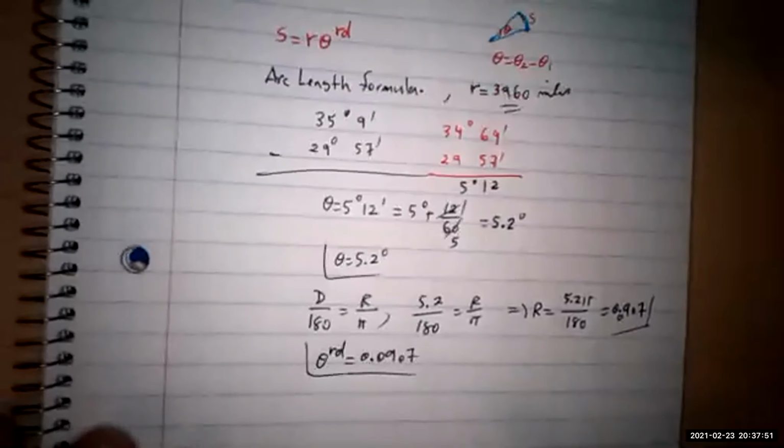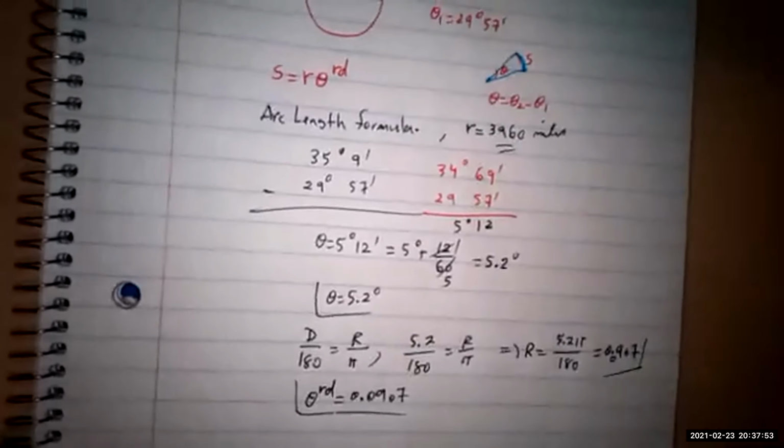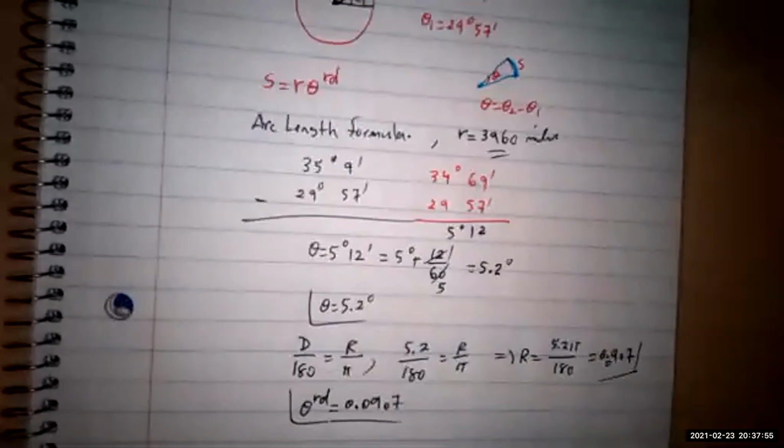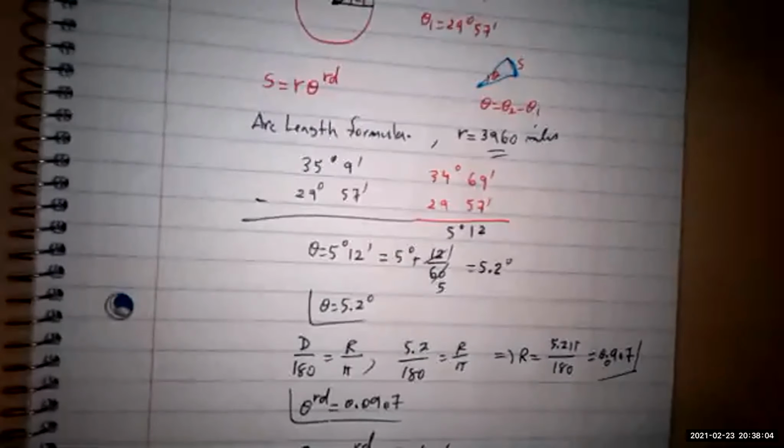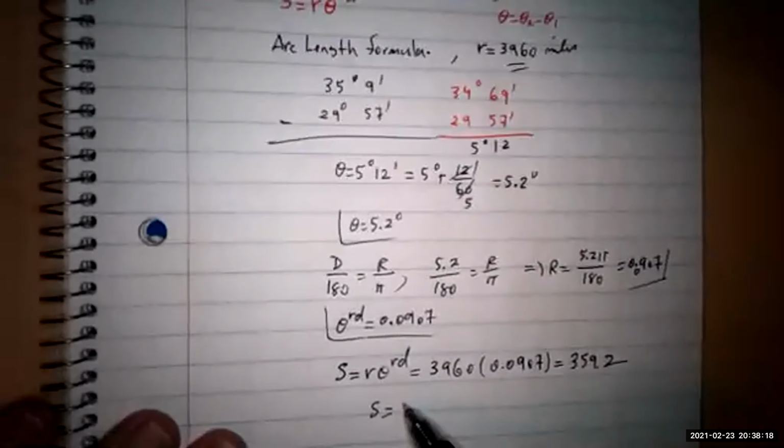So now we can go back and get the arc length, or the distance between the cities. That gives our theta in radian. So the R is 3,960 times 0.0907. That gives you 359.2 miles if you run that. So the distance between the cities is going to be 359 miles.